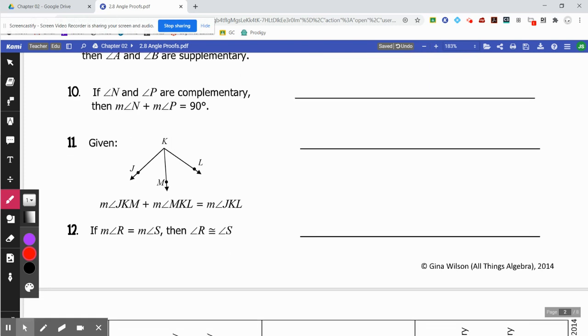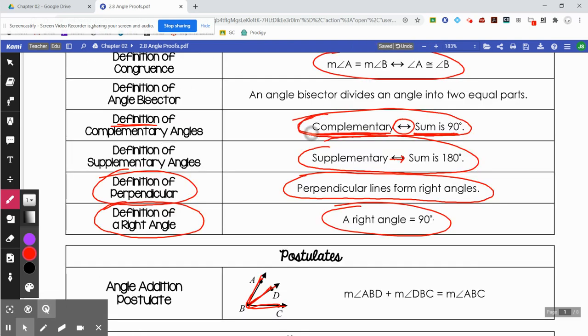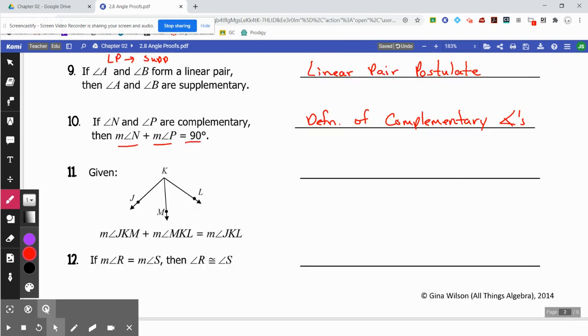Number 10, N and P are complementary. That means that N plus P is 90. You can go back to your list. And it's found right here. Complementary implies 90. Again, it's a biconditional, so complementary does imply 90. So that would be definition of complementary angles. And again, that was number 10.